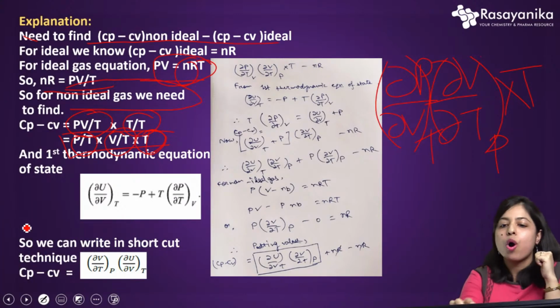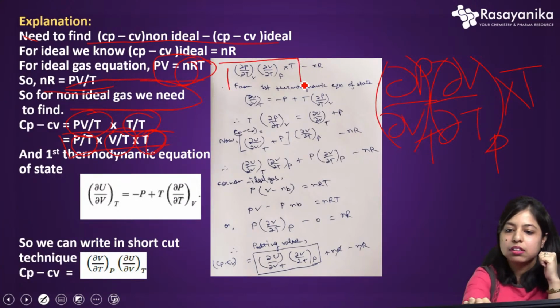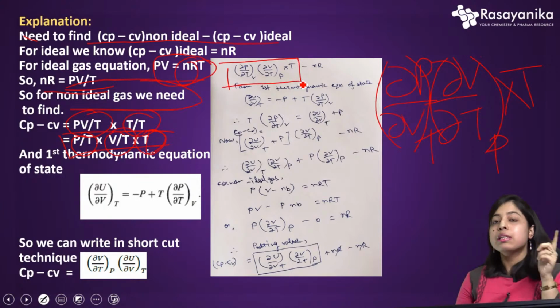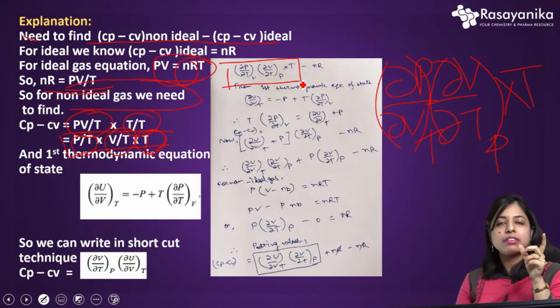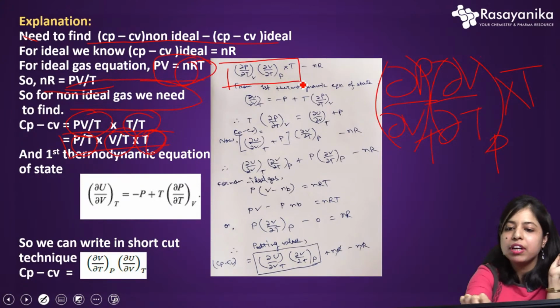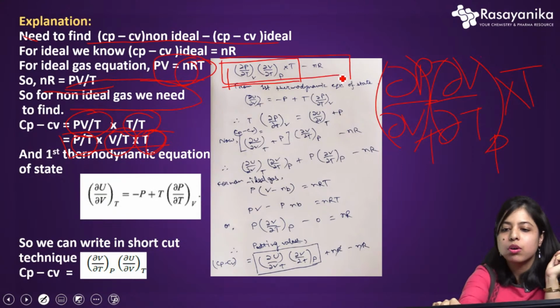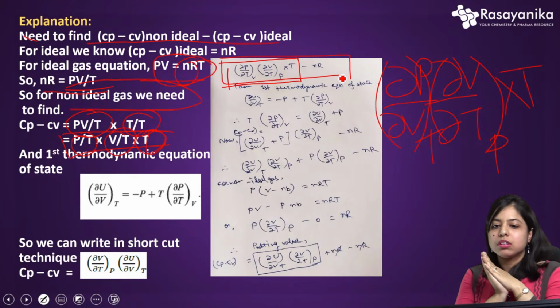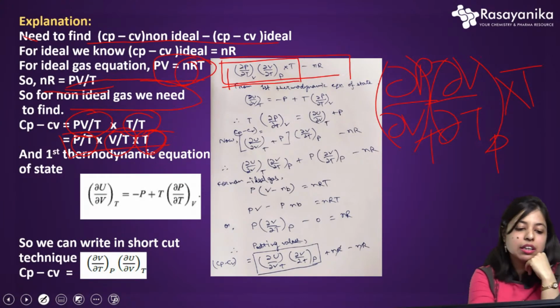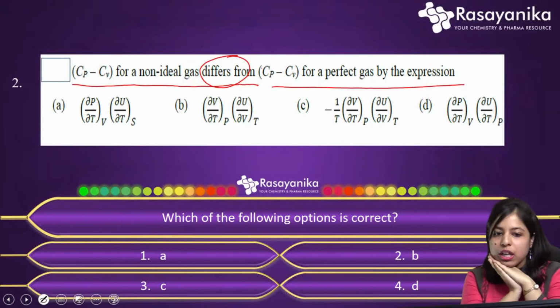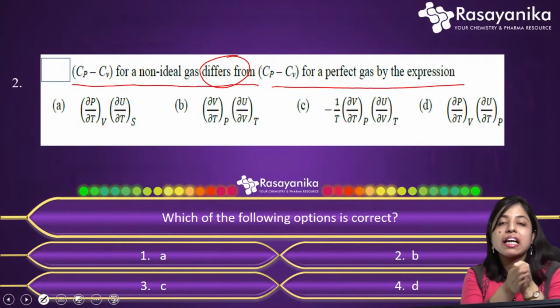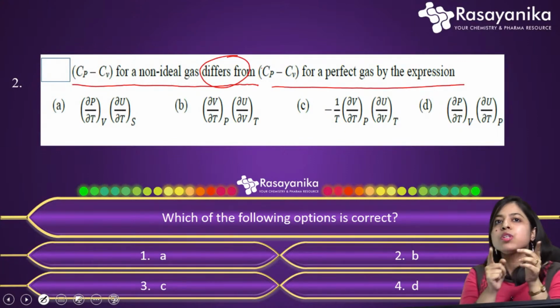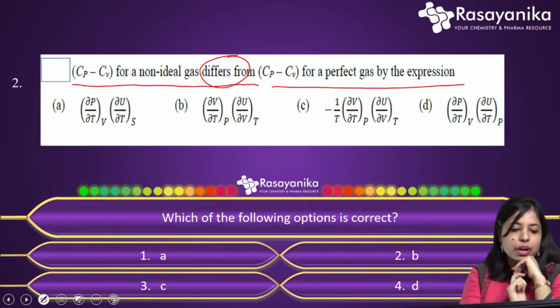Now we have got this expression for Cp minus Cv for a non-ideal gas. Already we know the ideal gas value, that is nR. So actually, we need to find this term. Just look at the options: every term involves the internal energy U. So you need to find the option in terms of internal energy.